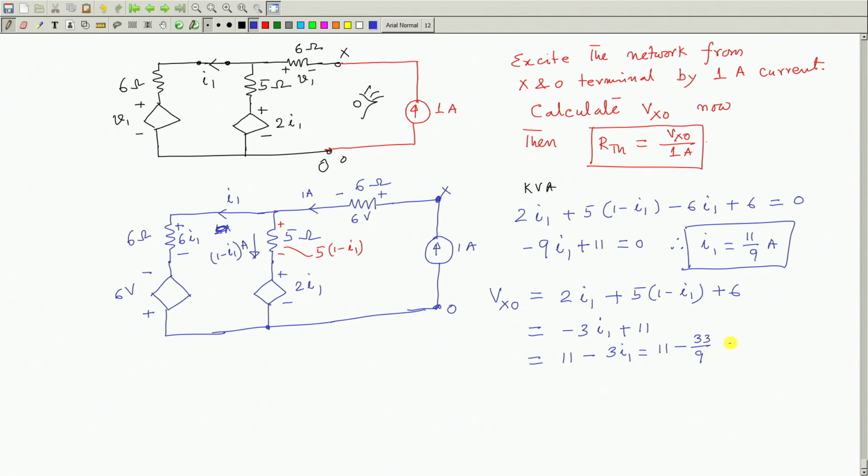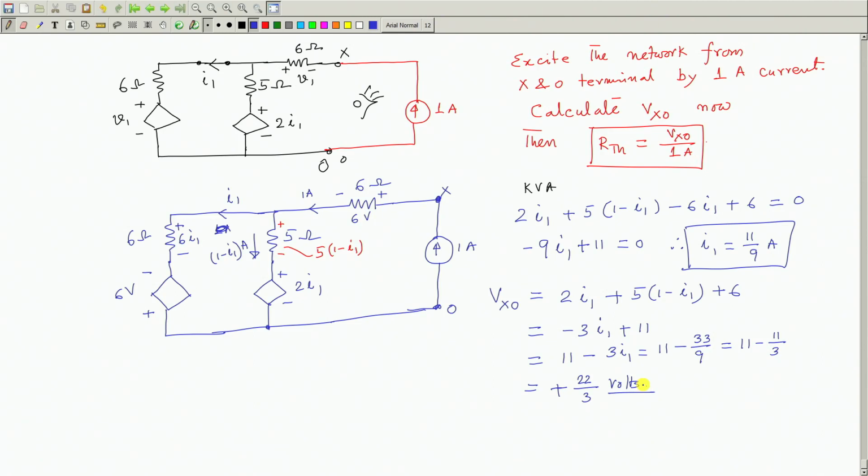Is it correct? So, this will be actually 11 by 3, and if you calculate, it will be minus 22 plus 22 by 11, 22 by 3. So, this will be 22 by 3 volts.